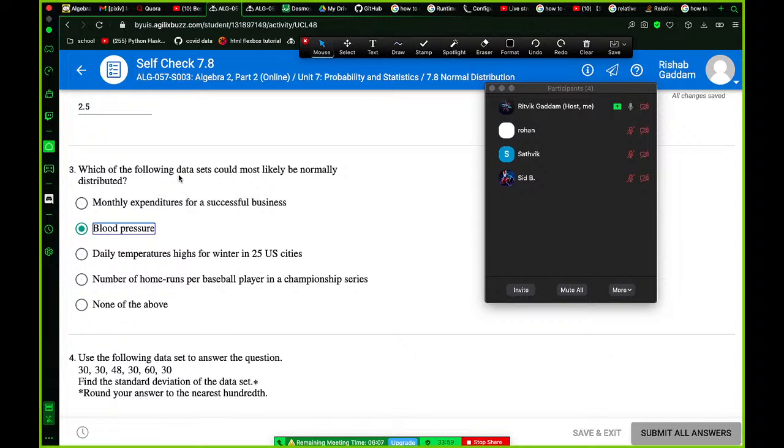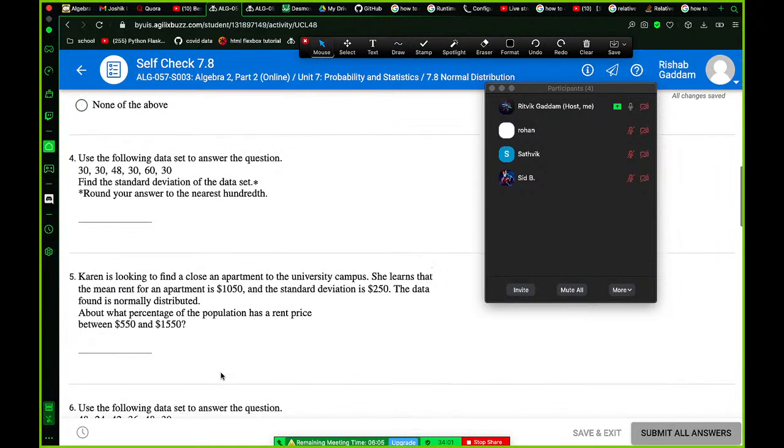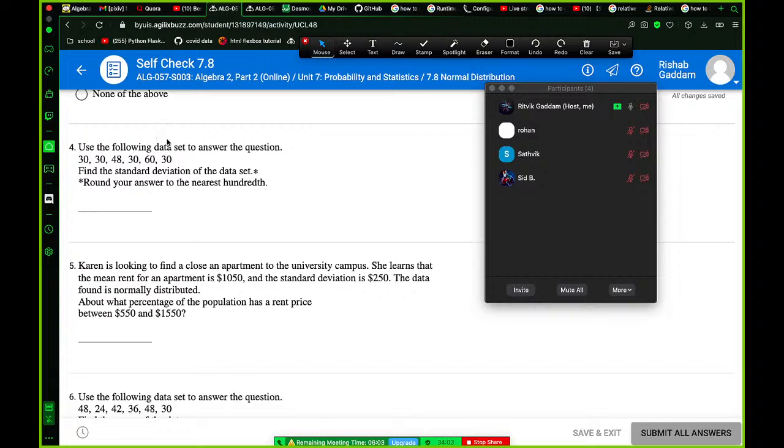Okay, there we go. And so, number 4. Use the following dataset to answer the question: 30, 30, 48, 30, 60, 30. Find the standard deviation of the dataset. If you want to do this one, raise your hand in the participants list. Nobody wants to. Okay, so Rohan, you can do this one.